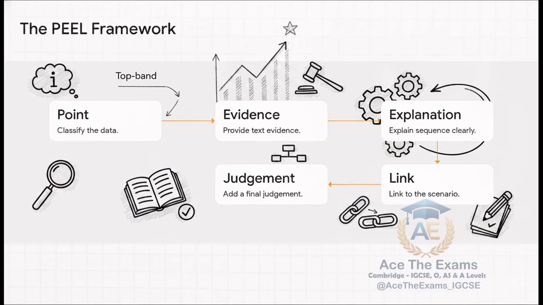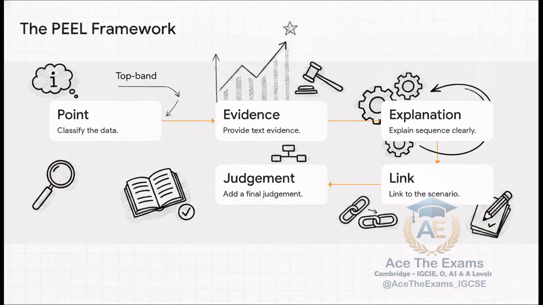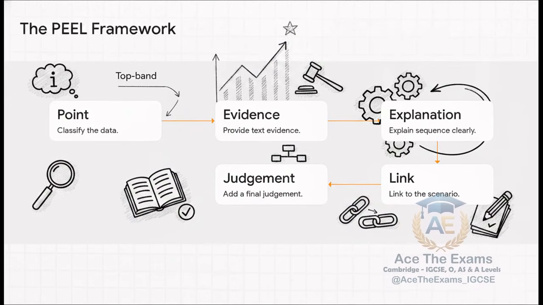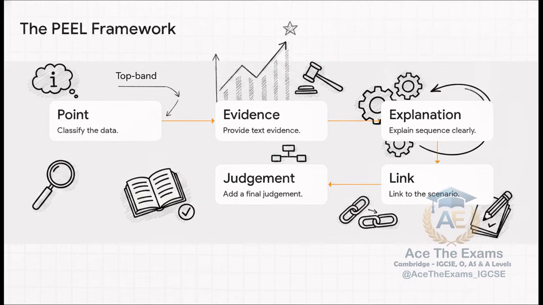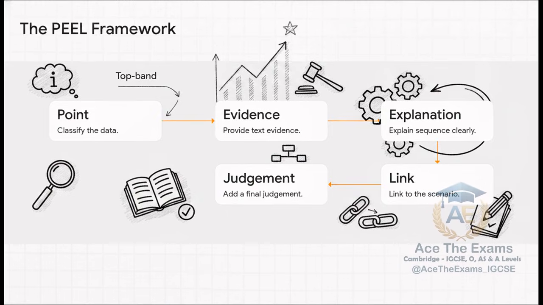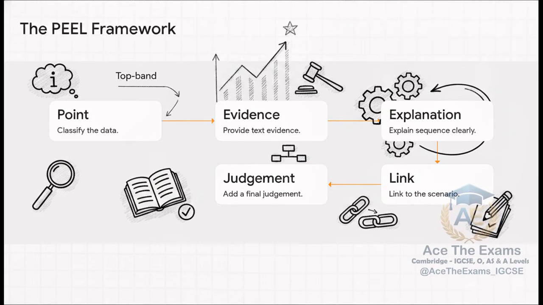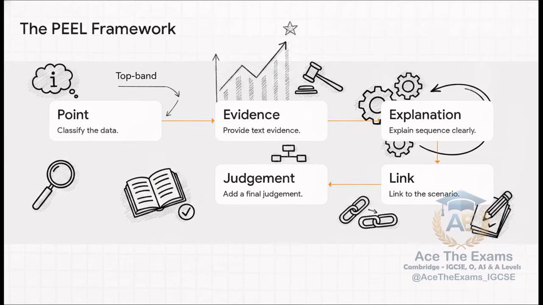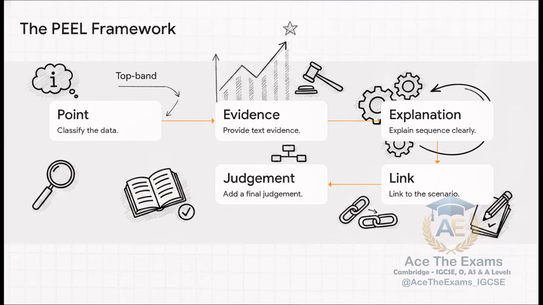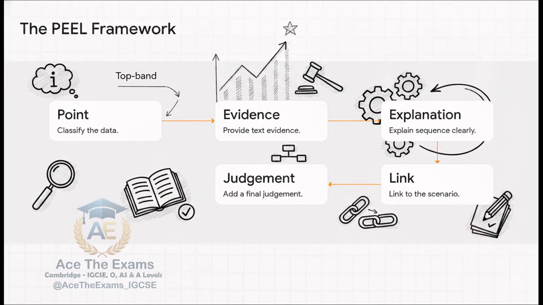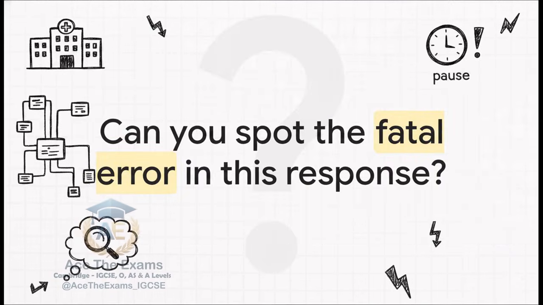It's called the PEEL framework, and it's a super disciplined path that ensures you construct a really robust, layered answer. First, you make your point by classifying the data. Then you provide evidence from the text. Next, you move into a clear explanation of the sequence, and finally, you link it all together, sometimes capping it off with a judgment. This mirrors exactly how marks are handed out in extended responses, because it literally forces you to be specific instead of generic. Let's see how this actually builds in practice.